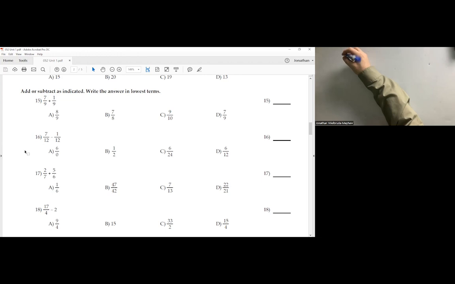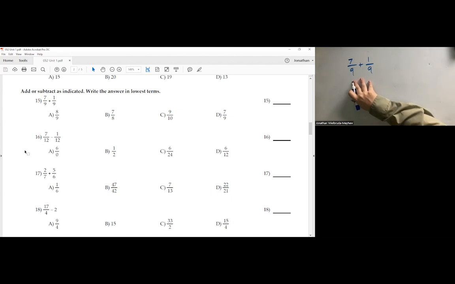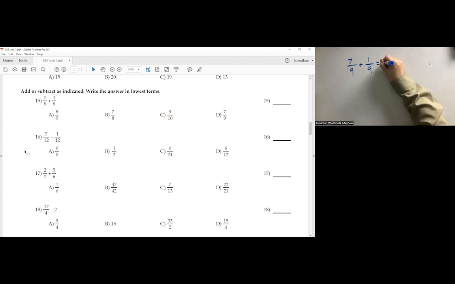Number 15. We have 7/9 plus 1/9. We like this problem because we can only add or subtract fractions that have the same number on the bottom, just like this. Since both of these have a denominator of 9, a 9 on the bottom, our answer will have a 9 on the bottom. And then we add across the top. 7 plus 1 is 8. So 8/9.